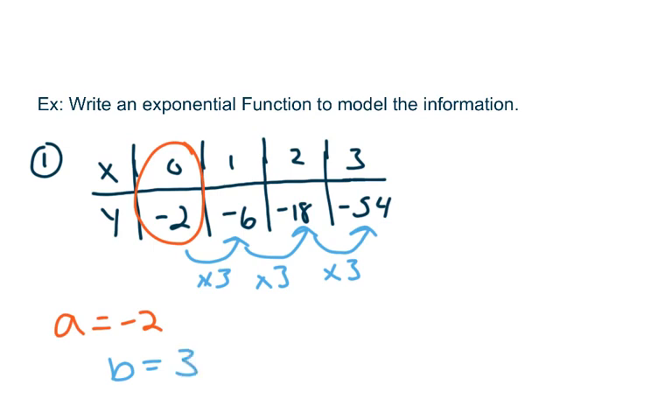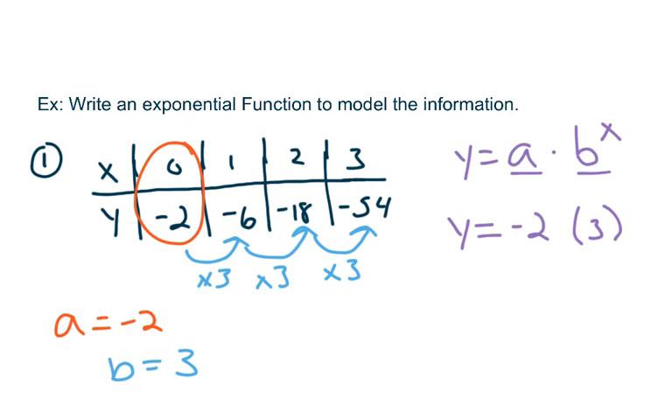So now once we have those two pieces of information, when we want to write our equation, a times b to the x, all we need to fill in are a and b. And our answer here is going to be y equals our a value, which is -2, times our b value, which is 3. And you can use times or you can use parentheses, doesn't matter, to the x power. And that right there is our answer for question number 1.